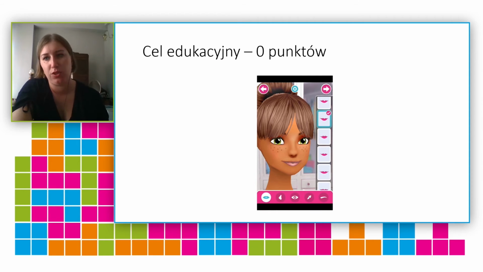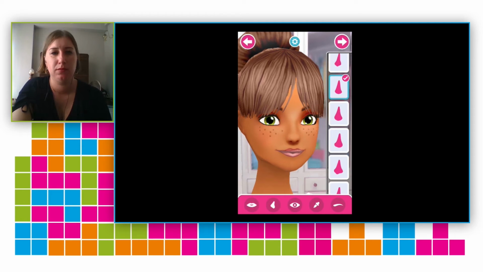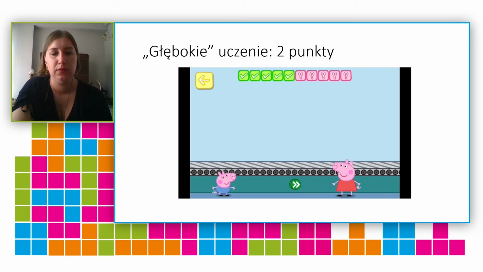So here we can clearly see that this is to teach you new letters and new words. And here there was an application called Barbie, and no educational goal to be seen. So it scored 0. This is about makeup, eye color, lipstick. So this is not an ideal educational goal. This is entertainment, but it doesn't make this app educational.